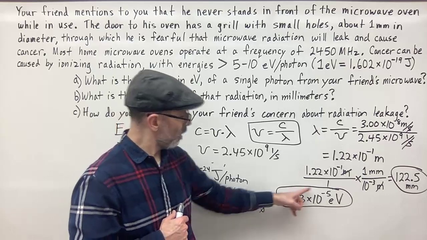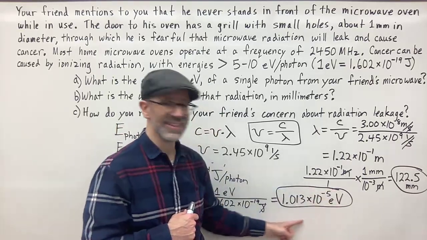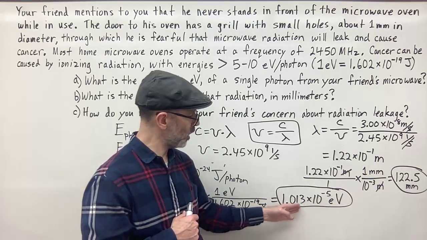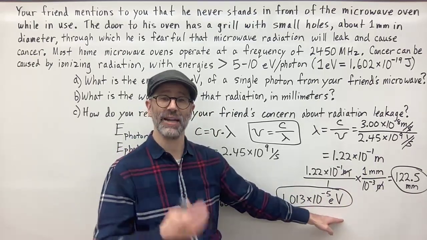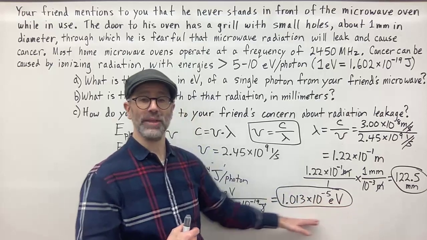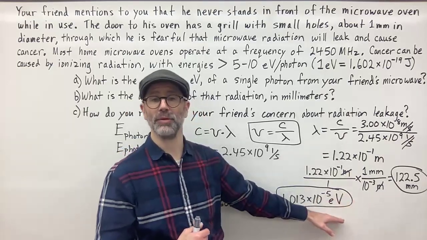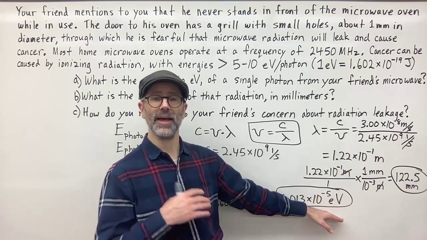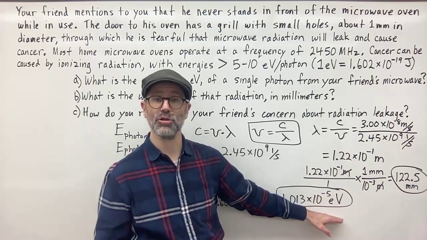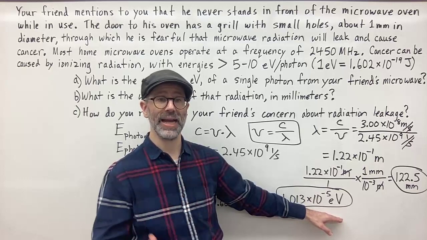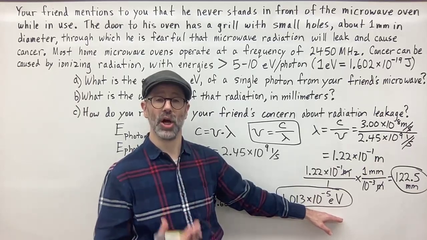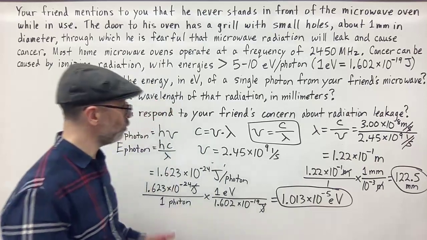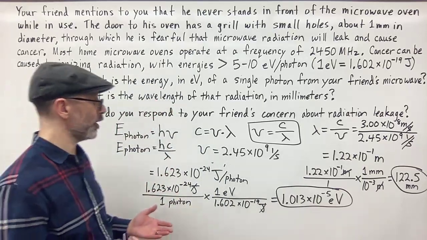But look at the energy of the photon from this microwave. It is much, much less than 1, right? It's 1.013 times 10 to the negative 5 electron volts. So the energy of the photons coming from this microwave is much, much smaller than the energy needed to be ionizing type of radiation that would cause cancer. Okay. And so, what would you have to say to your friend?